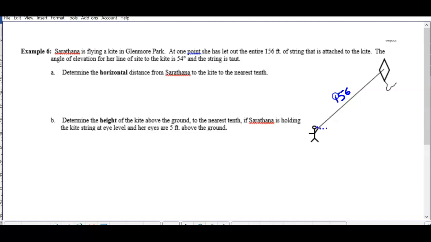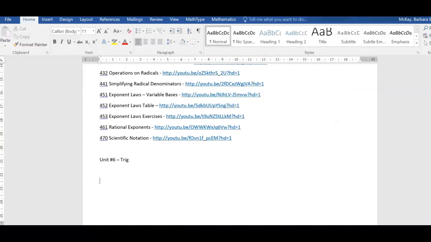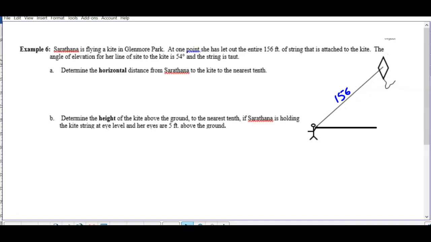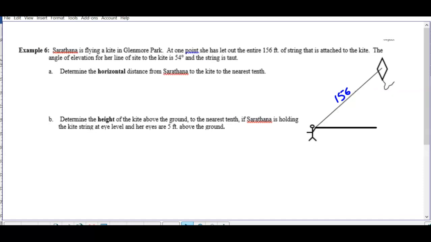Okay, so line of sight then, this, oh, that's not a good horizontal. Sorry, oops, just a sec. Let's fix that. So let me draw in, so basically here. Okay, so line of sight. Okay, so this is 54 degrees. Okay, determine the horizontal distance to the kite.